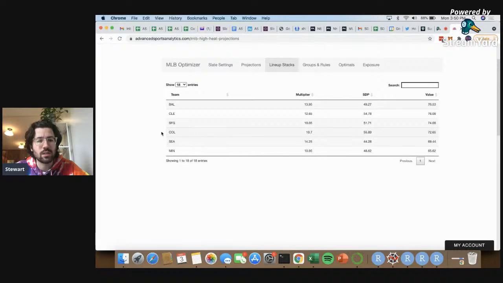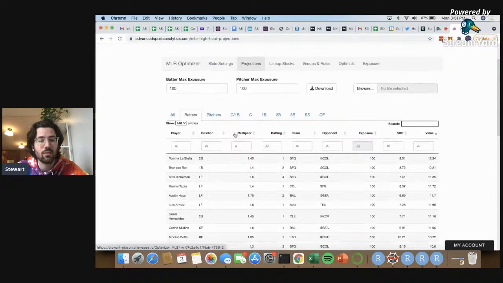One good way to get a sense of how teams are stacking up is in our lineup stacks tab, which just aggregates the post multiplier projection of all lineups and sorts on value. So Baltimore, Cleveland, teams are at the top. San Francisco, which we touched on, they aren't quite at the top.